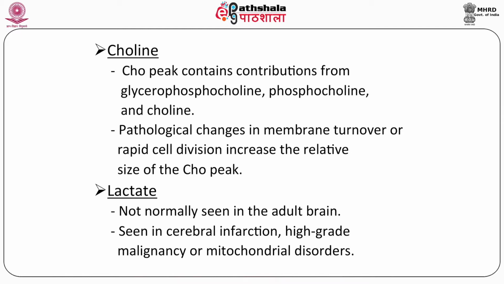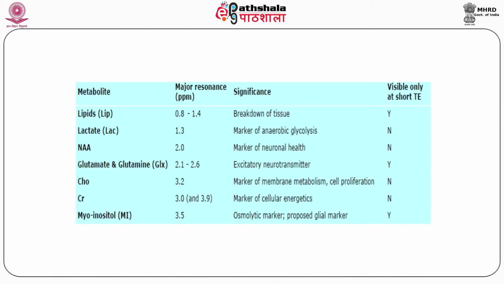Lactate is not normally seen in adult brain and its presence can be detected in cases of cerebral infarction, high grade malignancies or mitochondrial diseases. Myoinositol is a precursor of both phosphatidyl inositol, the major inositol containing phospholipid, and of phosphatidyl inositol 4,5-bisphosphate. It also plays an important role in osmoregulation.